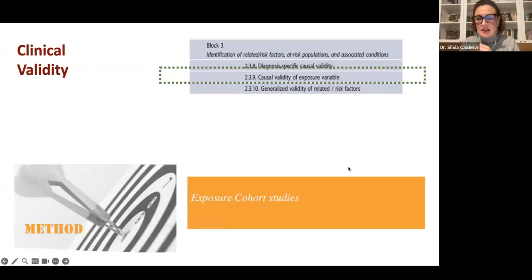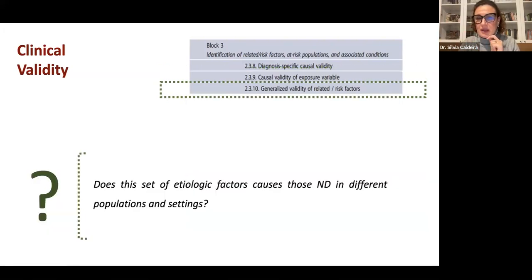So it's exposure cohort studies. We need to see who has that nursing diagnosis and follow them to understand that group of nursing diagnoses. What is the profile of that nursing diagnosis? At the end, does this set of etiologic factors cause those nursing diagnoses in different populations and settings? Here it's a more complex perspective and question.